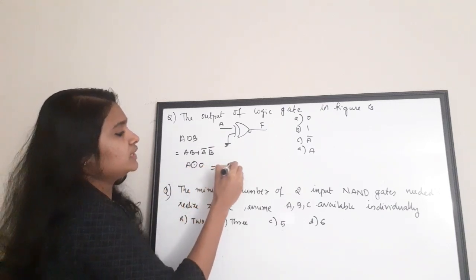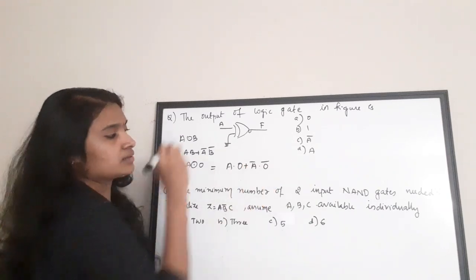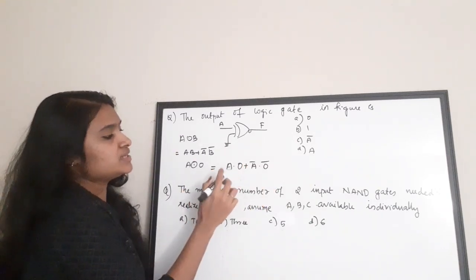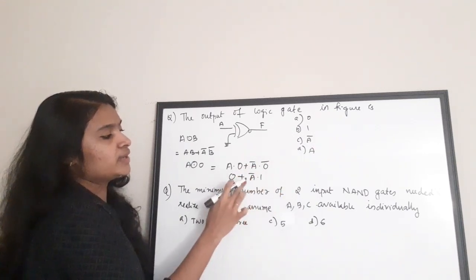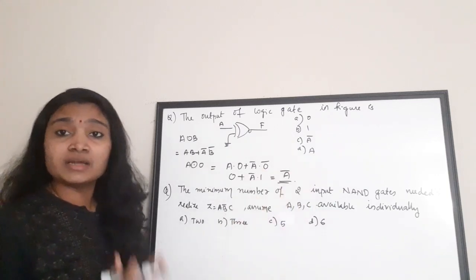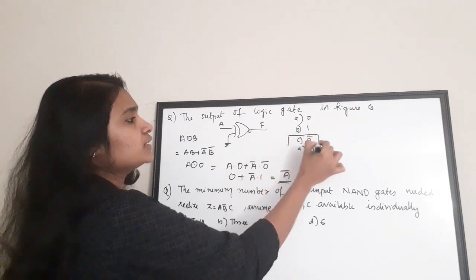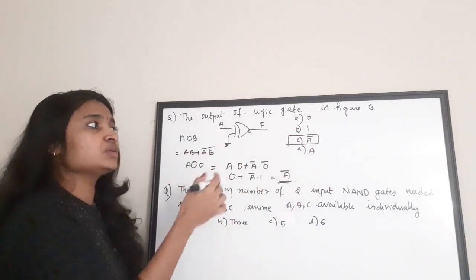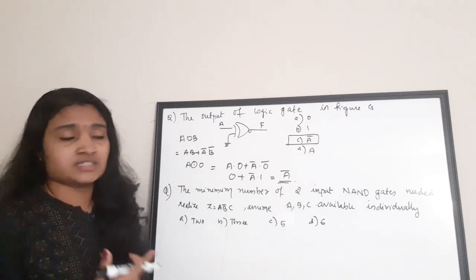Right. Here A XNOR ground means 0. So A into 0 plus A bar into 0 bar. A into 0 is 0, plus A bar into 0 bar is 1. So A bar into 1 is equal to A bar. So the output is A bar. So the correct answer is option C. That is the output for this logic gate, F is equal to A bar.